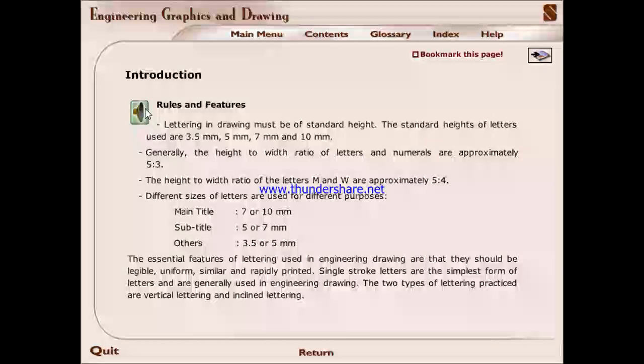The height to width ratio of the letters M and W is approximately 5:4. Different sizes of letters are used for different purposes. Main title 7 or 10 mm, subtitle 5 or 7 mm, others 3.5 or 5 mm. The essential features of lettering used in engineering drawing are that it should be legible, uniform, similar and rapidly printed. Single-stroke letters are the simplest form of letters and are generally used in engineering drawing. The two types of lettering practiced are vertical lettering and inclined lettering.